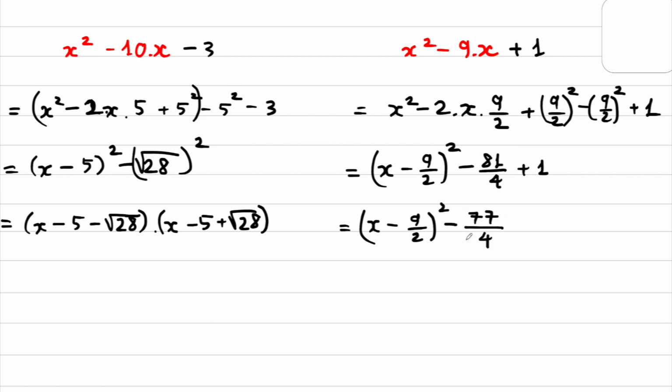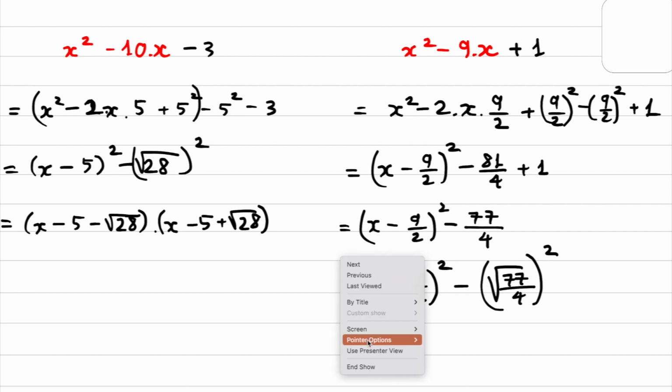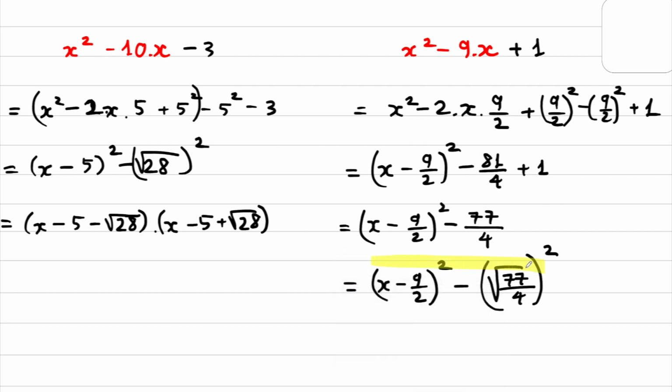So this writing is not the square form. I need to convert this to the square root of 77 over 4, and then you got a square outside. And the first bracket, you have x minus 9 over 2 and then squared. And now look at this form. You have the difference of squares form. You got 2 squares here and they subtract together.